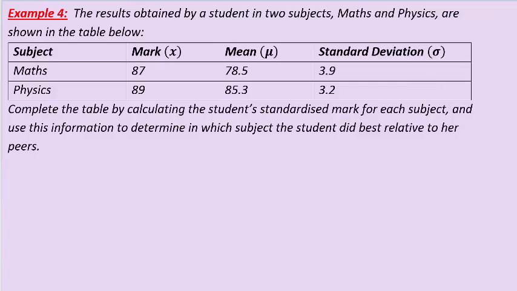We're being asked to calculate the student's standardised mark for each of 2 subjects and use that to work out which subject they did better in. So that means we need to work out their Z scores. Now, let's do this for each subject. So I'll start off for maths.